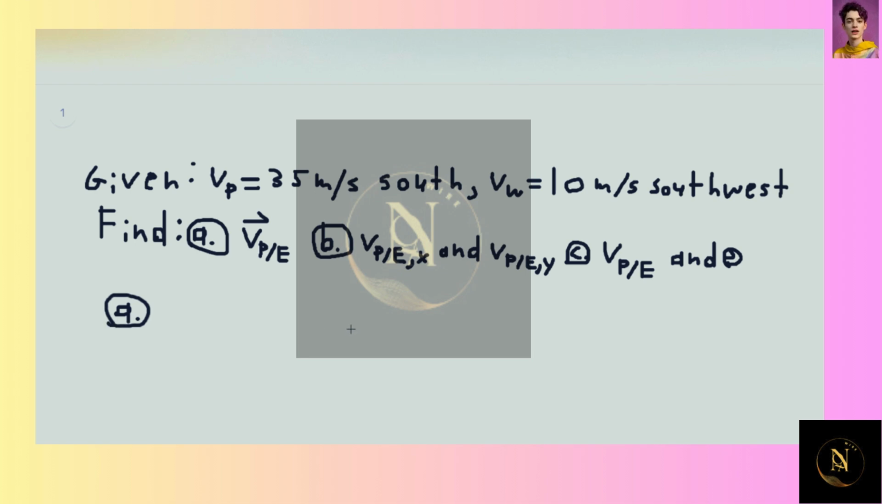Okay, so we have the vector of the plane here. So that is just pointing south, so it's going to be pointing in the negative y direction. So let's draw our quadrants here. Okay. Here we have the positive y direction and then positive x direction. Okay. So now the plane is going south, so that vector is going to be pointing straight down here. So this is going to be VP.